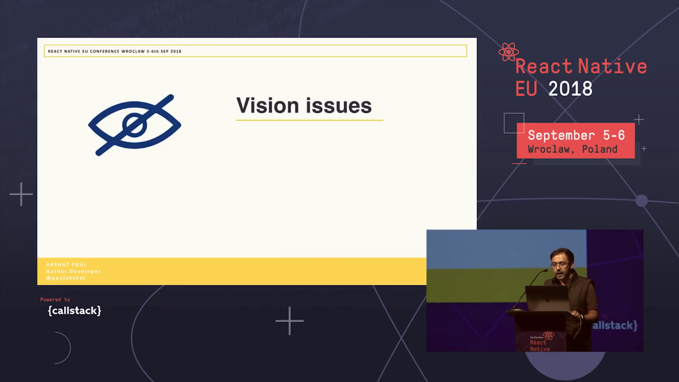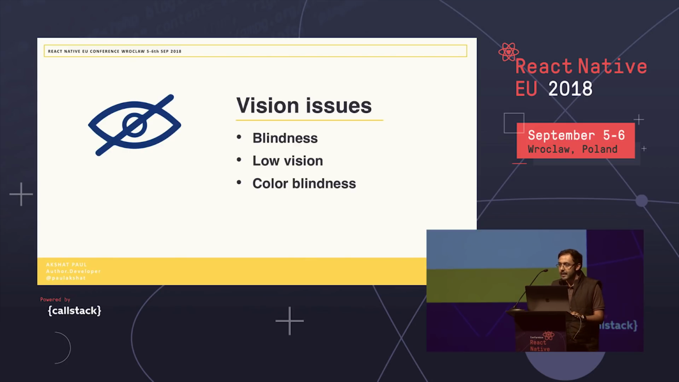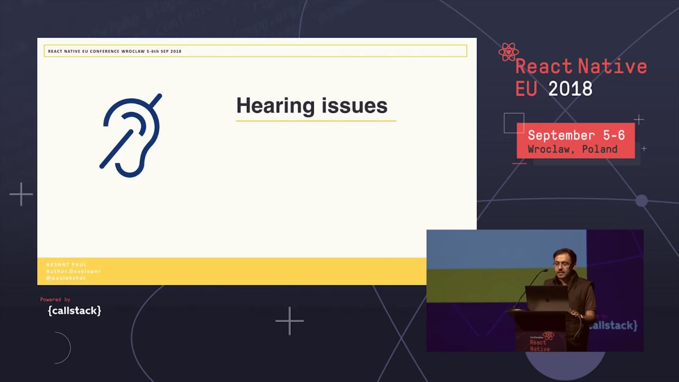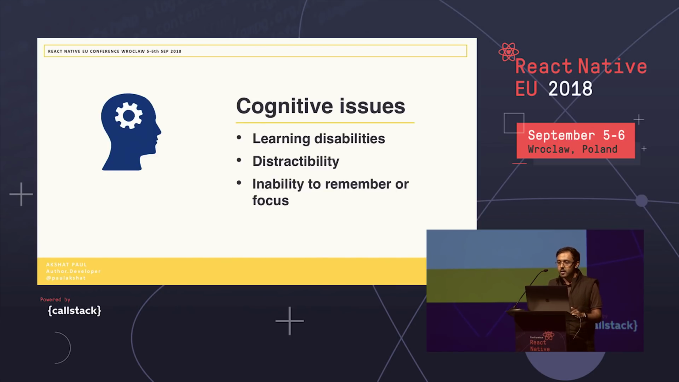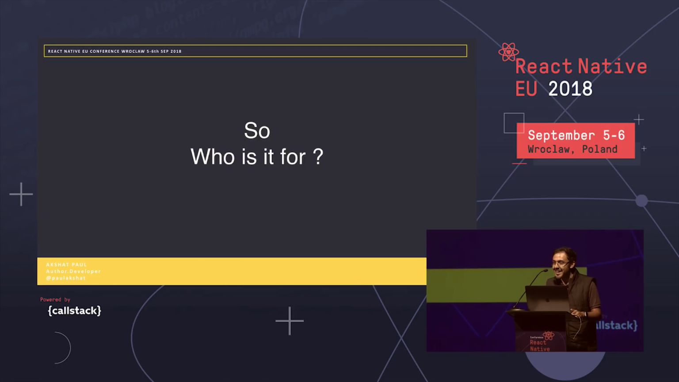So who is it for? People with vision issues, blindness, low vision, color blindness, hearing issues like deafness, hard of hearing, having cognitive issues like learning disability, distractibility, inability to remember or focus, which usually happens with me when I'm on stage. But essentially, who is it for? Is it for someone else? Because if you go into data, out of 100 users, it's only 20% of the users who require accessibility, whether it is in the real world or if we focus on software world.